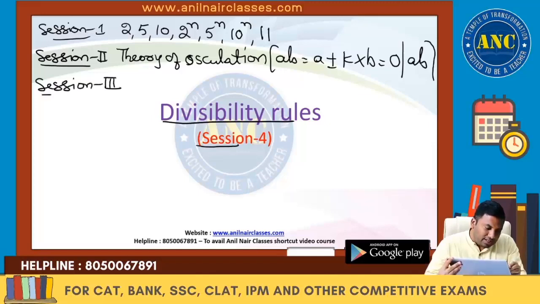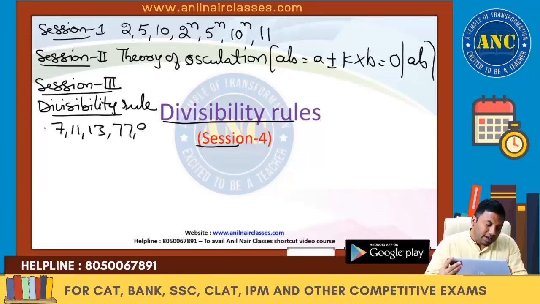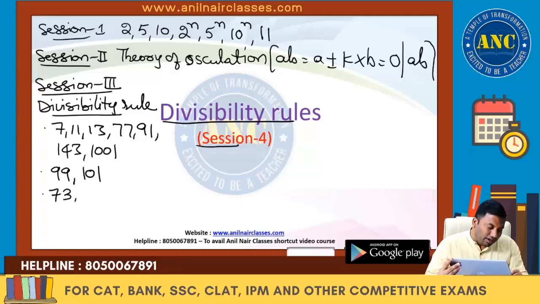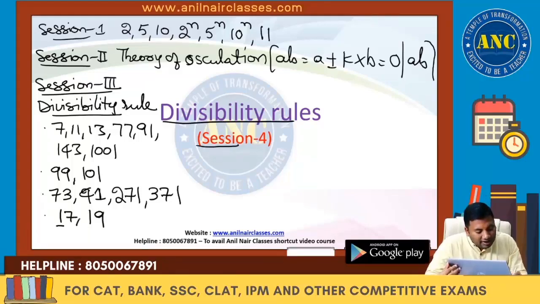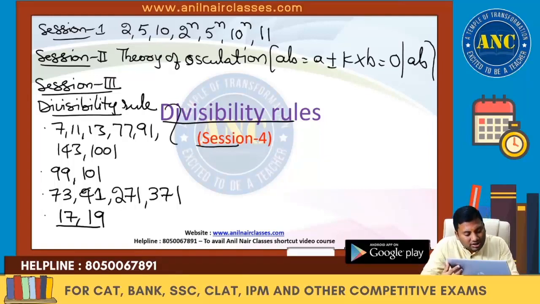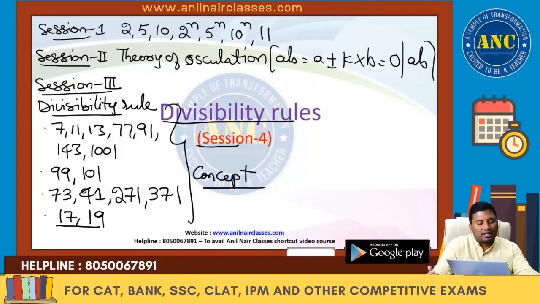In session 3, we discussed the divisibility rule for 7, 11, 13, 77, 91, 143, and 1001. We discussed the divisibility rule for 99, 101. We discussed the divisibility rule for 73. We discussed the divisibility rule for 41. We also discussed the divisibility rule for 271 and also for 371. We also discussed the divisibility rule for 17 and 19. These are some of the concepts which we discussed.